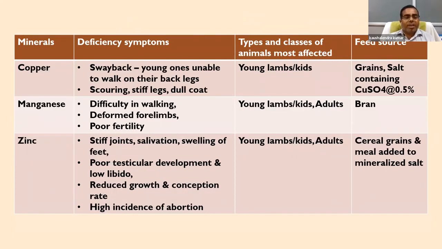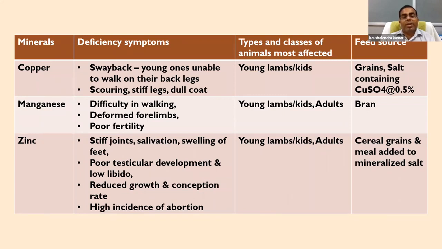Like copper, what happens in copper deficiency? Swayback condition is developed. Under swayback, what happens? The young animals are unable to walk on their back legs. So the back legs will be mostly affected under copper deficiency. There is a scouring condition that may develop, diarrhea, and stiffness in the legs. So animals are not able to walk properly, and even not able to stand properly.